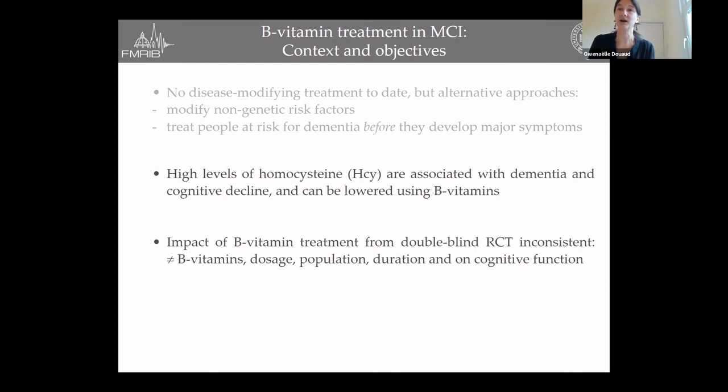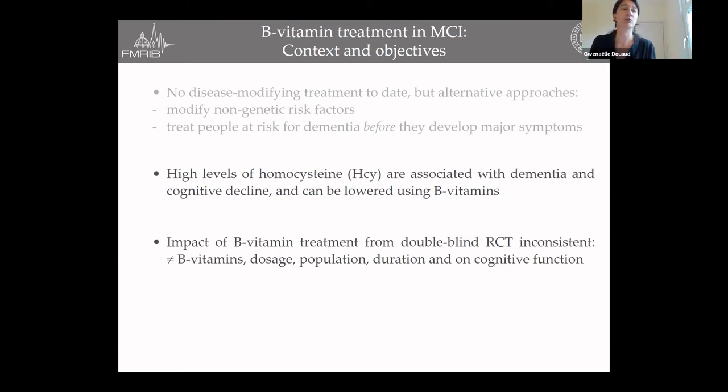One such modifiable risk factor is high levels of homocysteine in the blood. These are consistently associated with dementia and cognitive decline, and they can be lowered with vitamin Bs. Unfortunately, like an awful lot of randomized controlled trials in dementia, the impact of B vitamin treatment has been really inconsistent so far. It can be due to a lot of different things: different B vitamins used, different dosages, different populations, again, Alzheimer's disease, probably far too late, different durations.